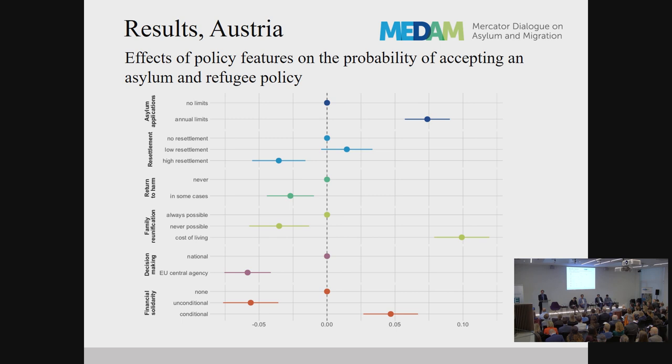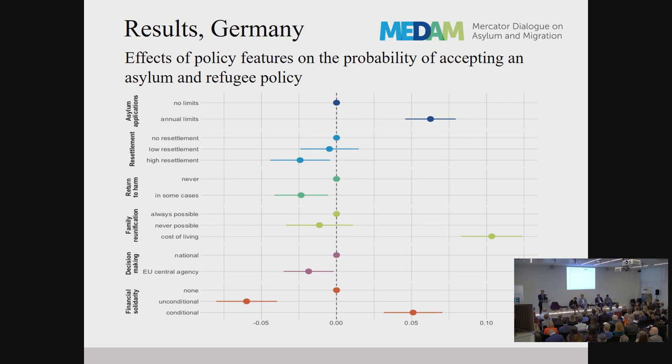Germany looks very similar, except perhaps on family reunification, where there isn't a strong difference between always possible and never possible. A lot of other countries had a very negative attitude toward denying family reunification completely.